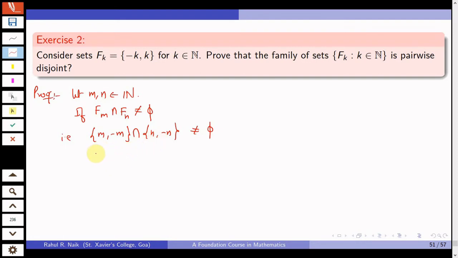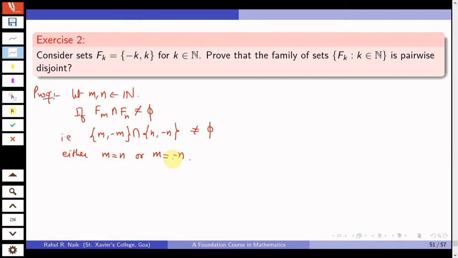So, that is very simple. For this intersection to be non-empty, either of these elements has to be equal to either of the elements over here. So, this m has to be either equal to n or minus n, or minus m has to be equal to n or minus n. In fact, both would give the same possibilities. So, this implies either m is equal to n or m is equal to minus n, right.